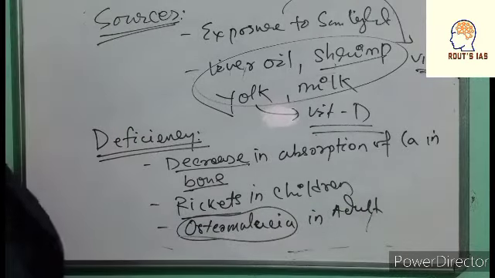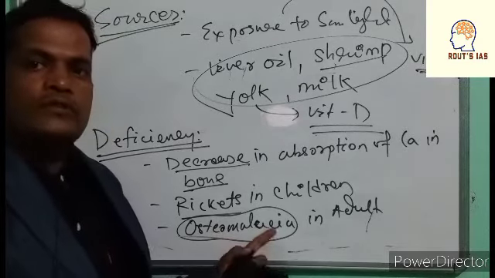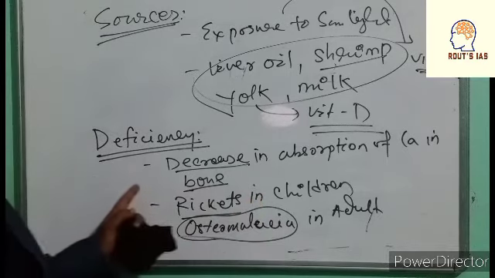Osteomalacia is another type of bone disease. Osteo means bones, as in osteology. So this is the deficiency of vitamin D.